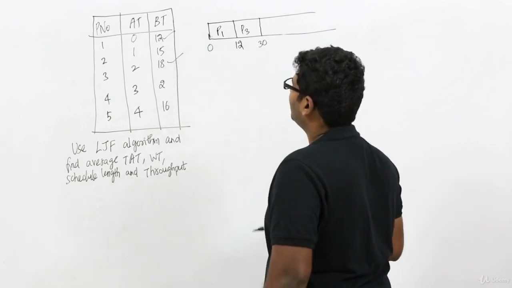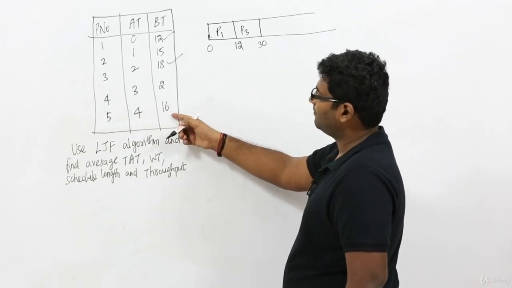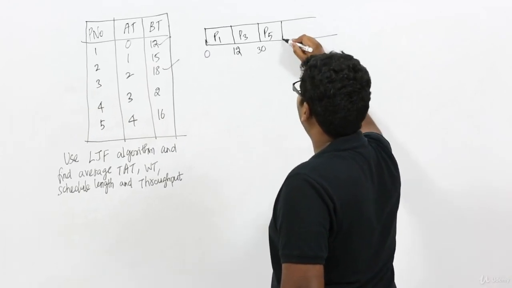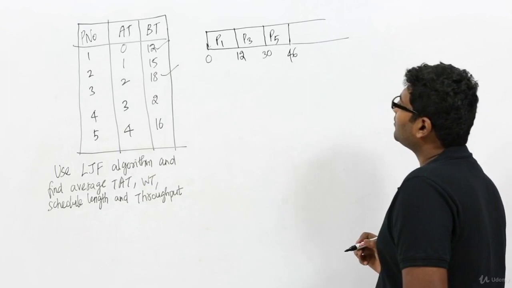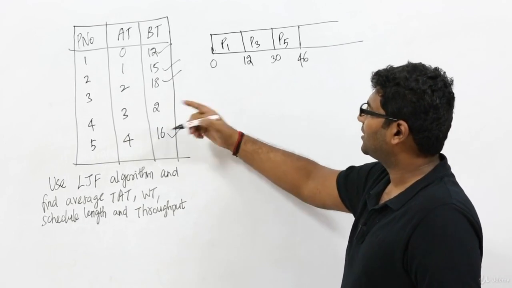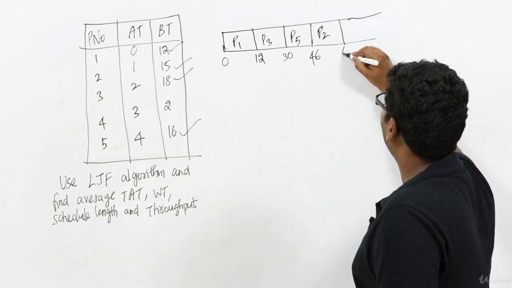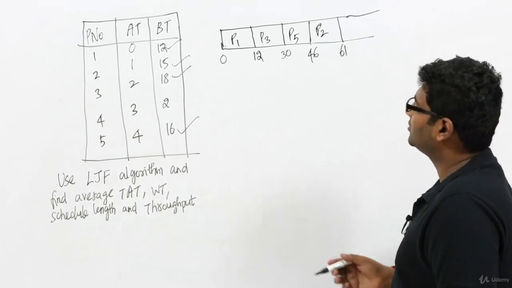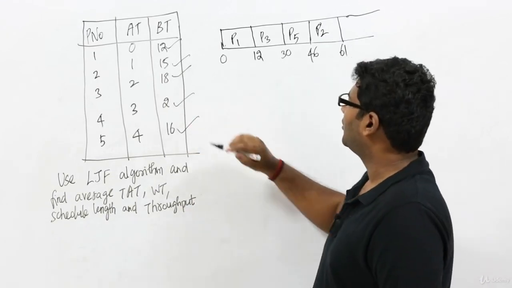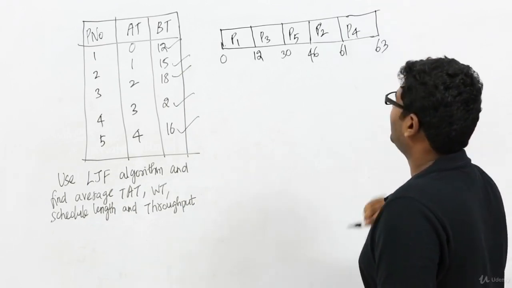When P3 is done, then we need to schedule process P5, because P5 has a larger burst time than P4 and then P2. So if P5 is scheduled, it will continue till 46 time units. After P5, P2 will be scheduled because 15 is greater than 2. So if P2 is scheduled, it will go on till 61. Once P2 is done, the only process we have is P4, so P4 will be scheduled and go on till 63 time units.